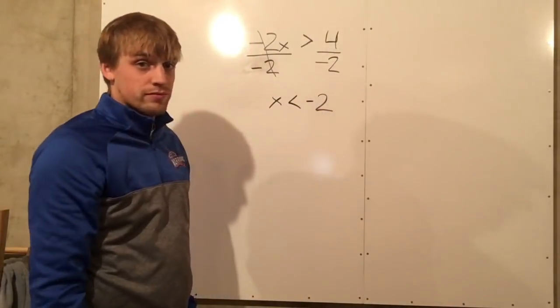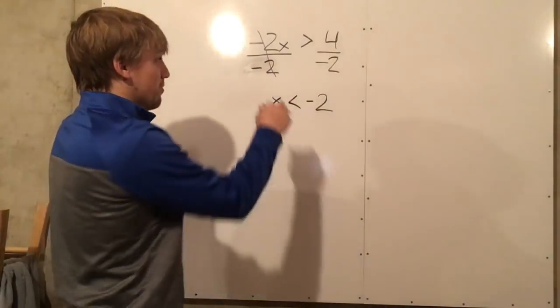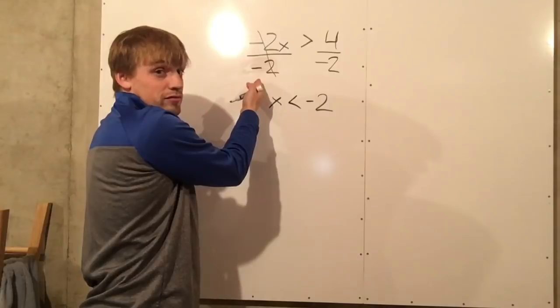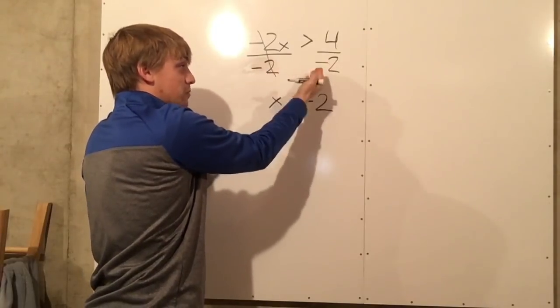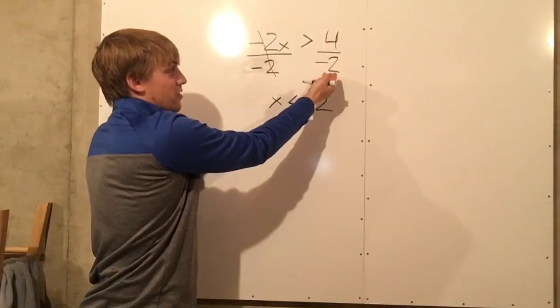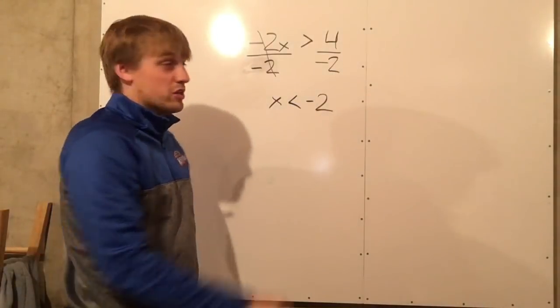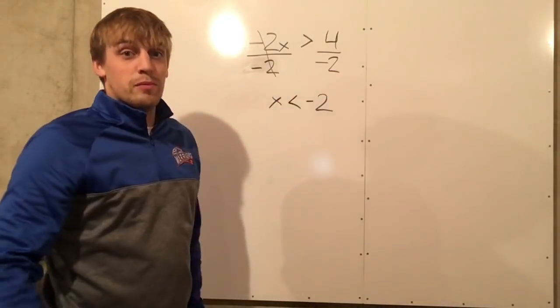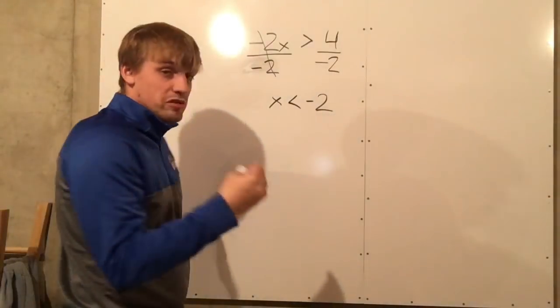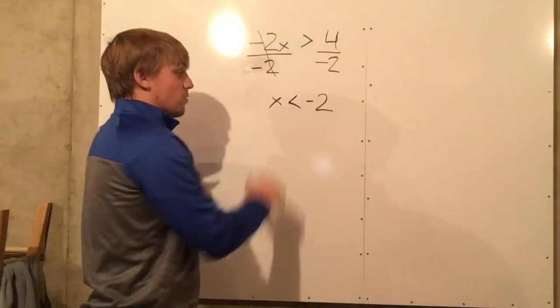If we go back over that, we divided by a negative on the left side because we wanted to get the variable alone. We divide by a negative on the right side because what you do to one side, you have to do to the other. Because we divided by a negative, the inequality flipped.